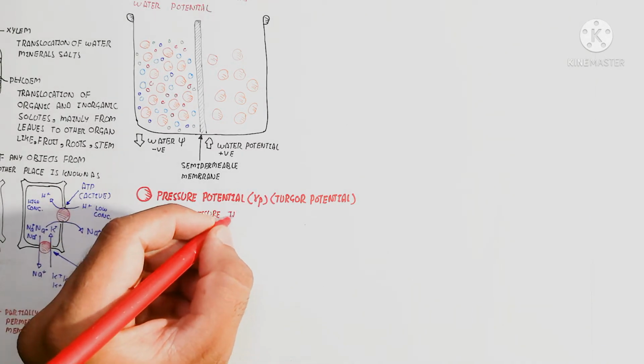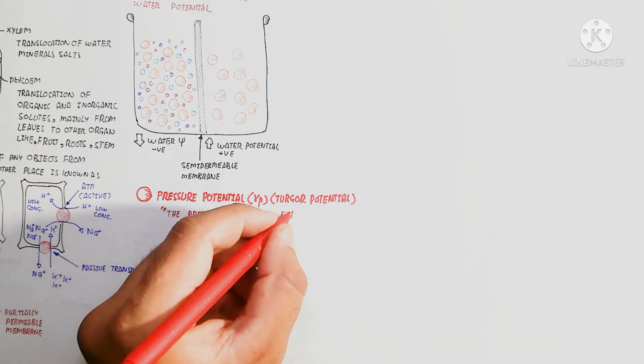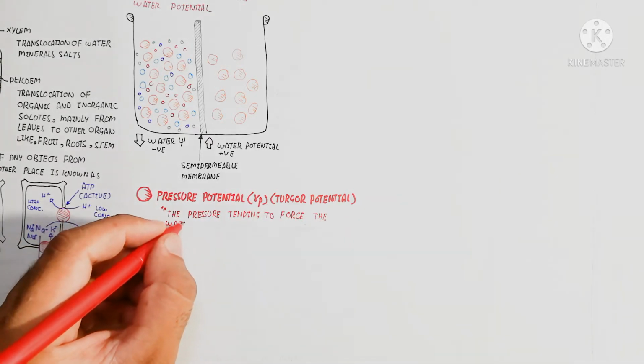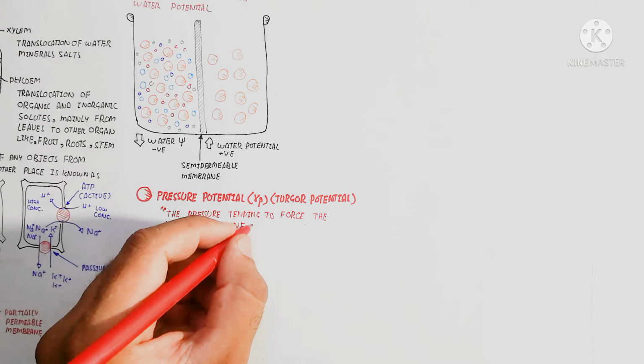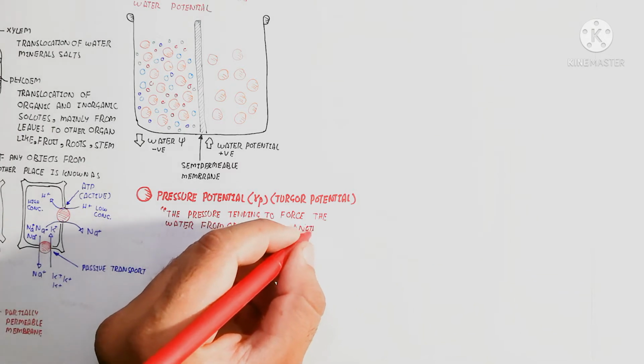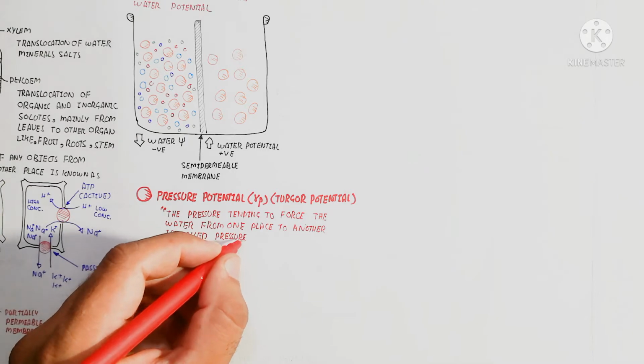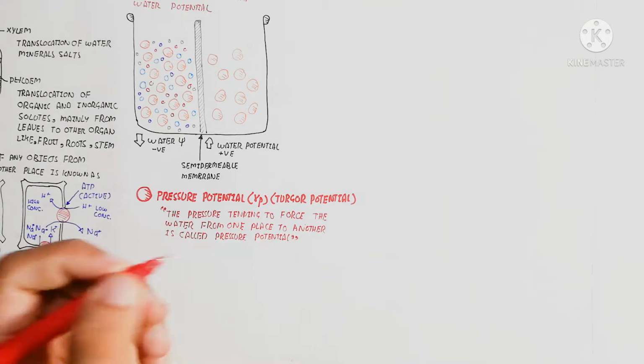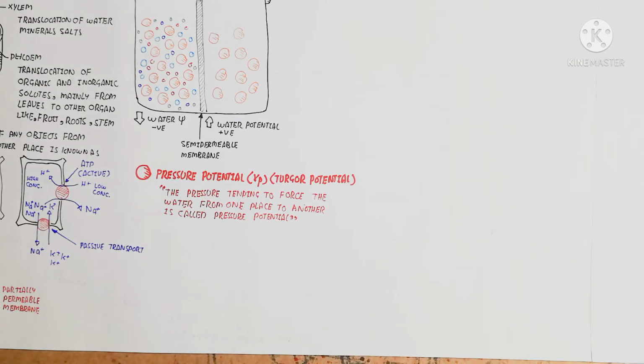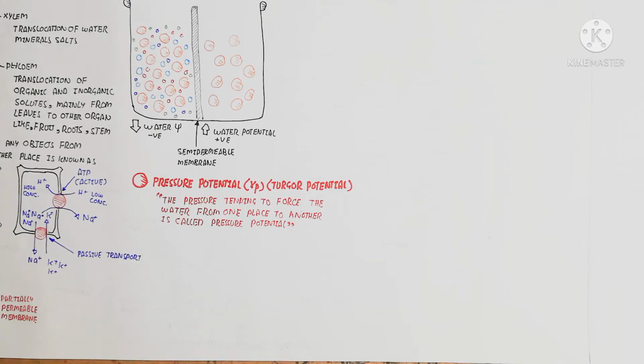So on the other hand, pressure potential. What is pressure potential, or turgor pressure? The pressure tending to force the water from one place to another is called pressure potential.